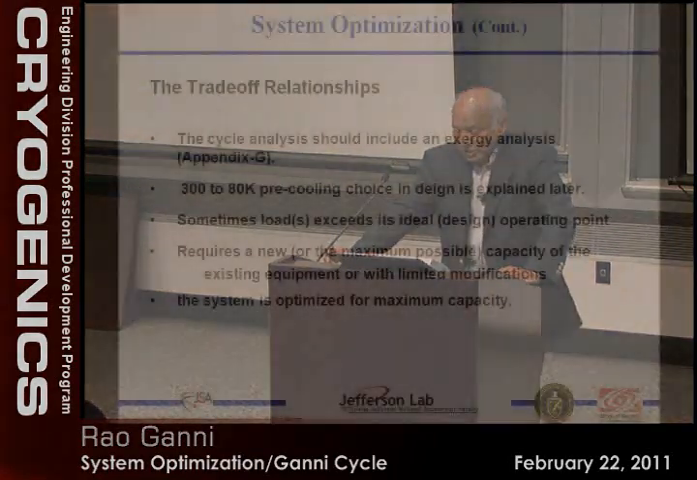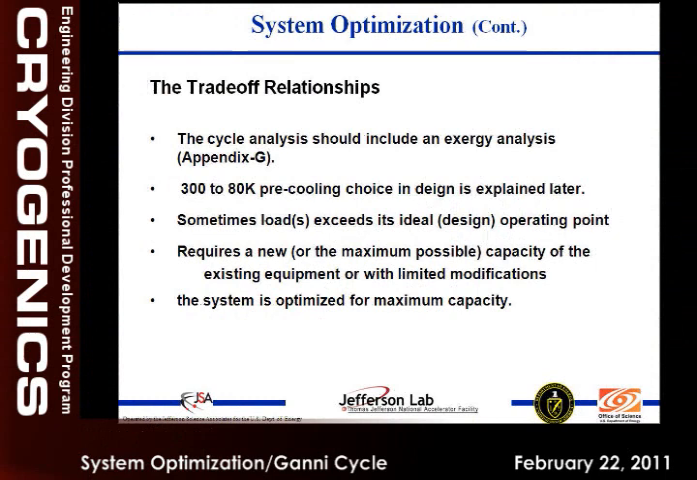Say another trade-off relationship is, should we use nitrogen or should we use expanders? We'll get into that for the 300 to 80K. We'll do that next time.